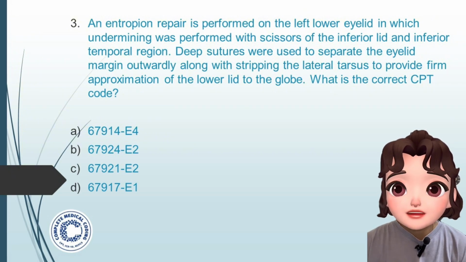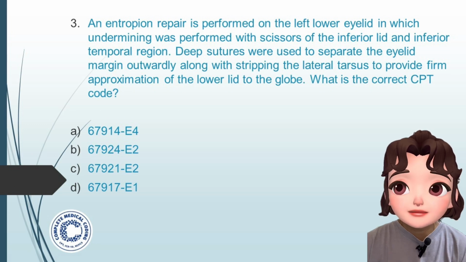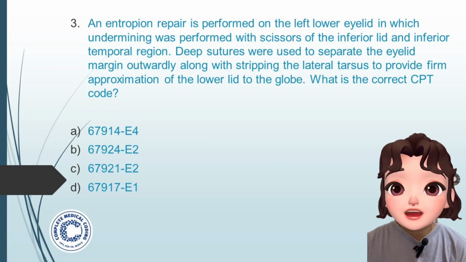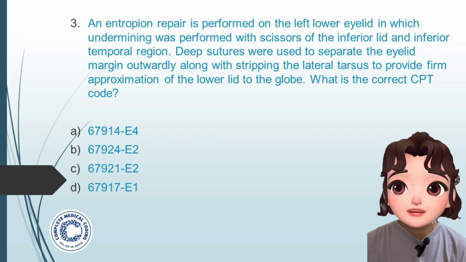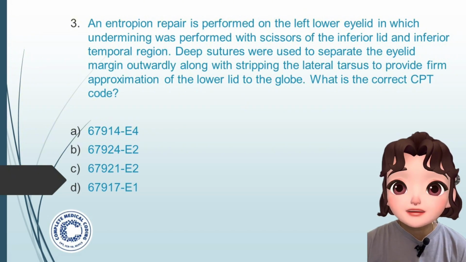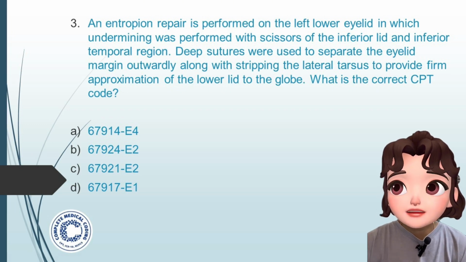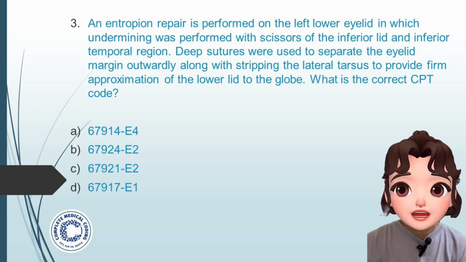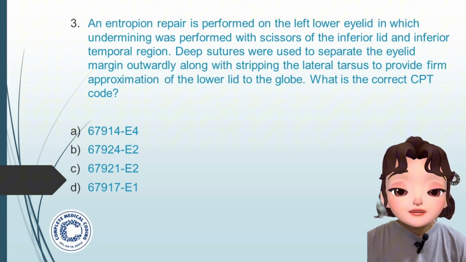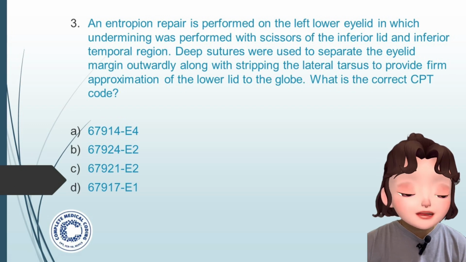See, in the options the modifiers are mentioned, from E1 to E4. So first you have to identify what is the modifier for left lower eyelid. The modifier E1 represents left upper eyelid. Modifier E2 represents left lower eyelid, which is what we need. Modifier E3 represents right upper eyelid, and modifier E4 represents right lower eyelid. So here we need left lower eyelid, which is modifier E2, which is there in options B and C, 67921 and 67924. If you want, you can check the other codes also, 67914 and 67917.